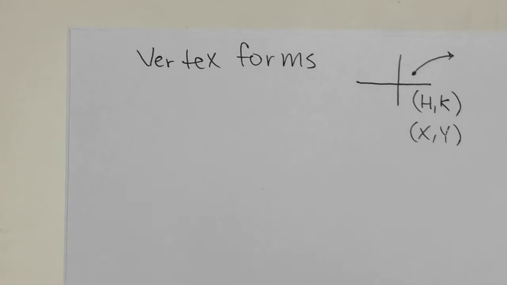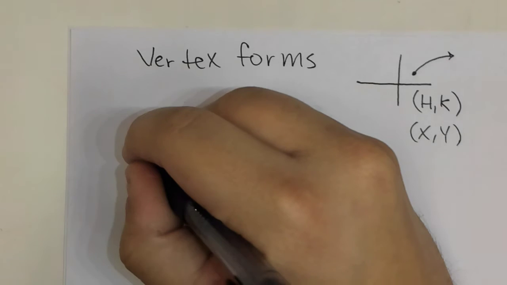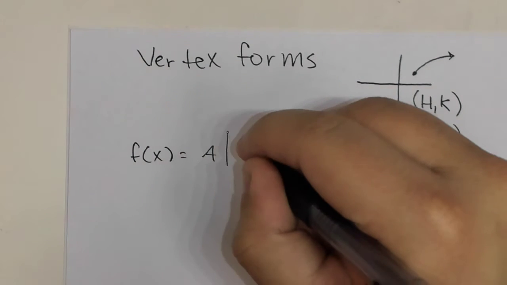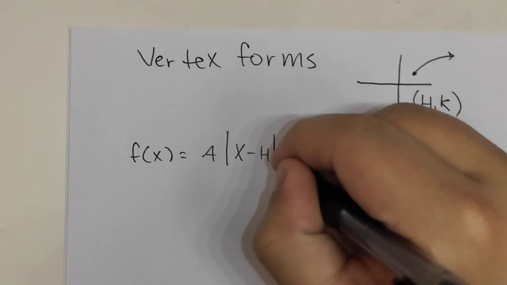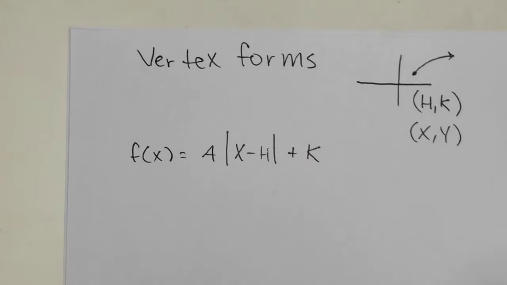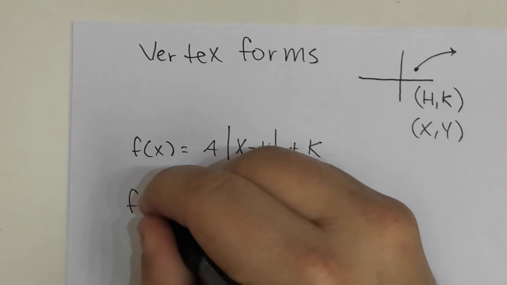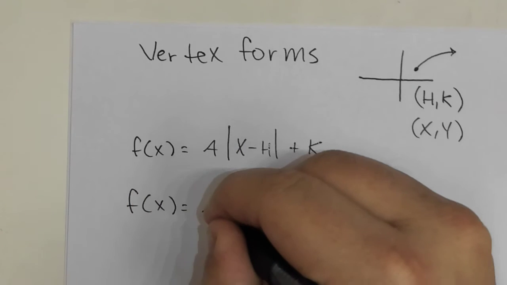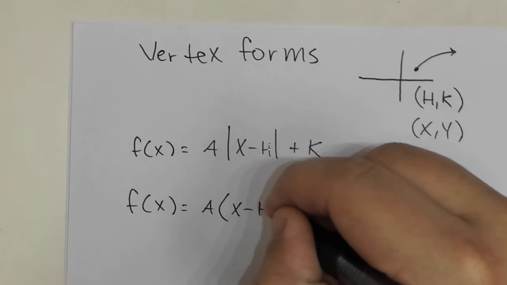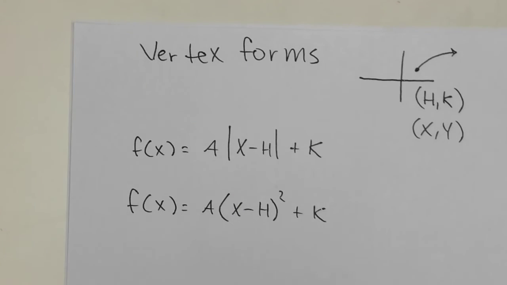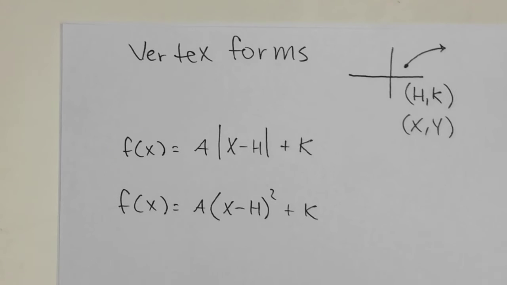All right. Really quickly, we have the four types of equations. So we have absolute value: f of x equals a times the absolute value of x minus h, plus k. That's your absolute value form, yeah? Okay. Then we have our quadratic: f of x equals a times x minus h squared plus k. This is a quadratic because it's squared, because there's an exponent of 2, right?